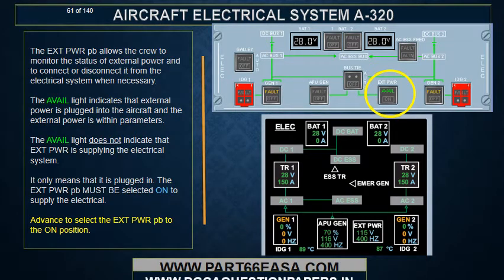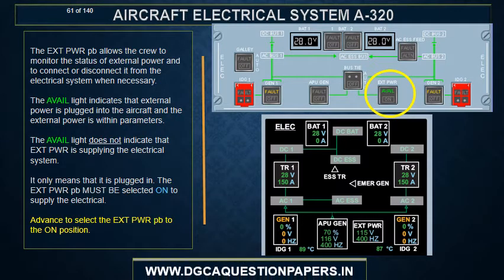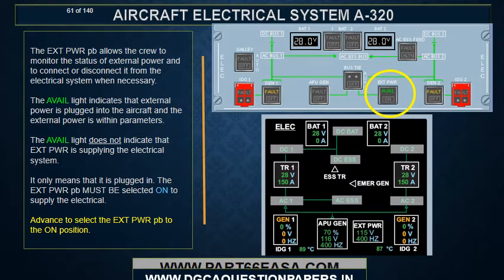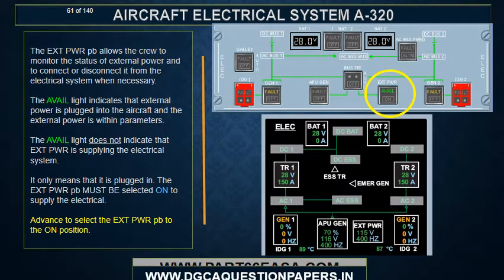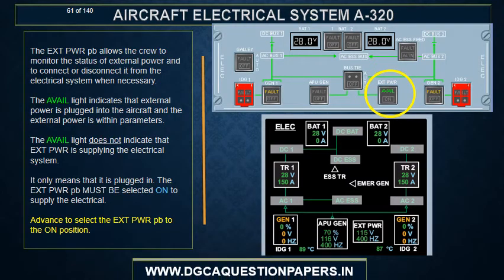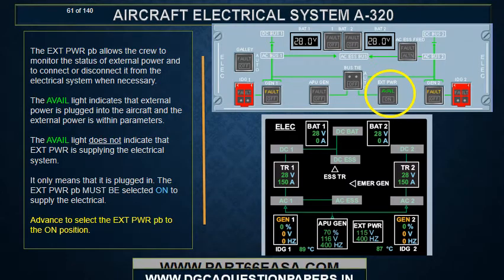The external power push button allows the crew to monitor the status of the external power and to connect or disconnect it from the electrical system when necessary. The avail light indicates that external power is plugged into the aircraft and the external power is within parameters. The avail light does not indicate that external power is supplying the electrical system. It only means that it is plugged in. The external power push button must be selected on to supply the electrical.